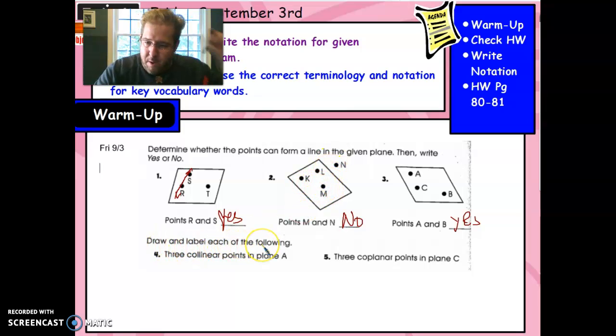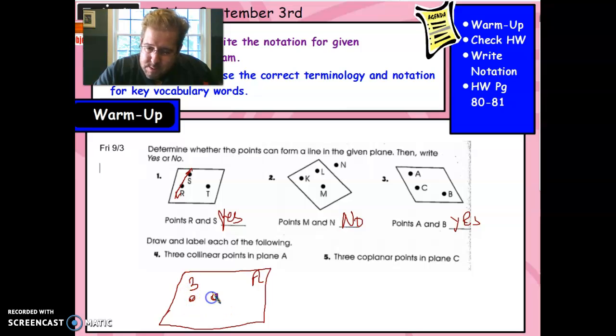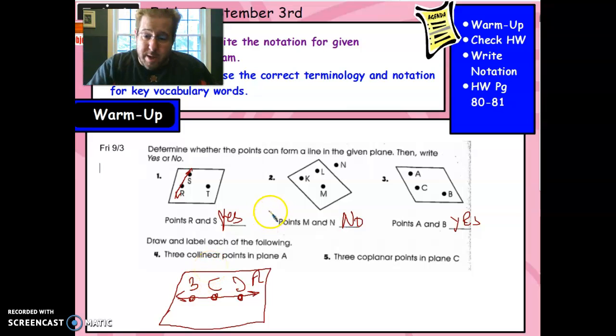Draw and label each of the following 3 collinear points in plane A. So I'm going to draw myself an A, my italicized A the best I can. 3 collinear points, so I'm going to call this point B, call this point C, and call this point D, and then show that they are in a straight line. If not all 3 points are on the same line, then they are not collinear. So that's why I need the line to prove that they are in a straight line. If you just draw 3 points that look like they're in a straight line, you technically have not proved it.